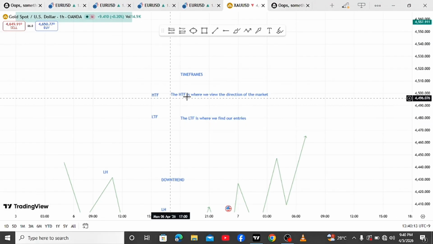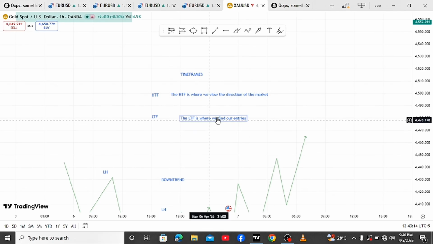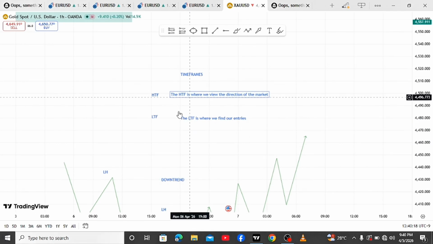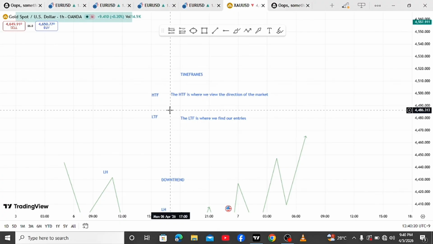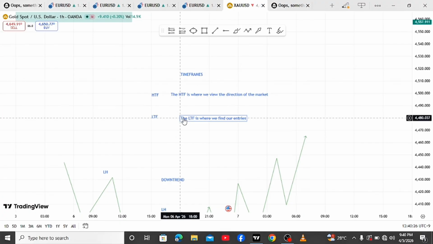So the higher time frame is where we view the direction of the market, and the lower time frame is where we find our entries. The higher time frame is like a zoom out. We're zooming out to view where the markets are going. And then the lower time frame is like, okay, we've seen where the markets are going on the bigger time frame. Now let's zoom in to take our trade.